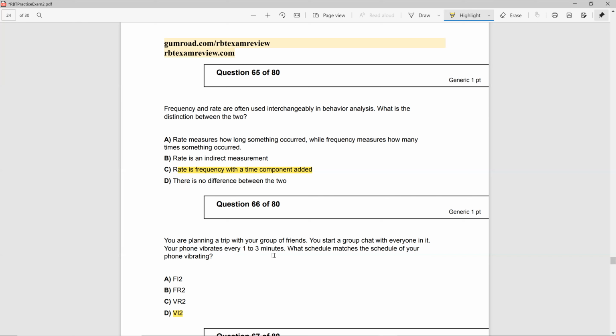So again, we're looking at time. So we're looking at interval. We're looking at an average schedule or a changing schedule. So our schedule is variable. And then we're 1 to 3 minutes, so on average, it's about 2. So our schedule matches the schedule of VI2. Okay. Basic reinforcement schedule questions, very easy, right? Break down by variable versus fixed, and then interval versus ratio, and you'll never miss one of these questions.